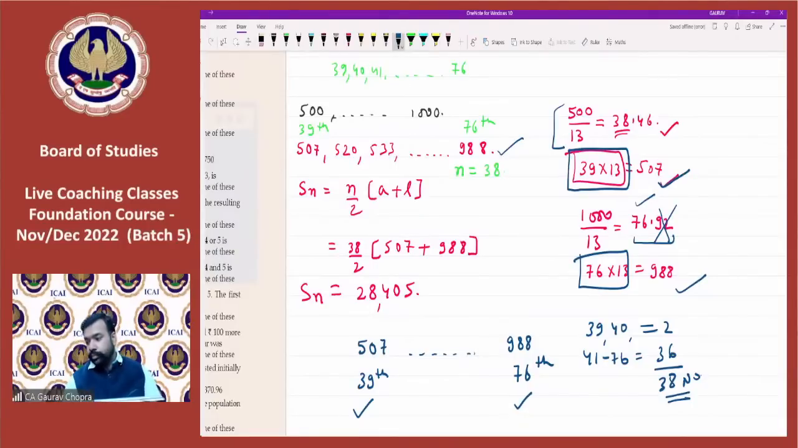Okay. So Monica was asking the same question, how we got 38. So in this manner, we can count 38. So 39, 40 we have to include. And then from 41 till 76, there are 36 numbers. So in total, we have got 38 numbers. All right.